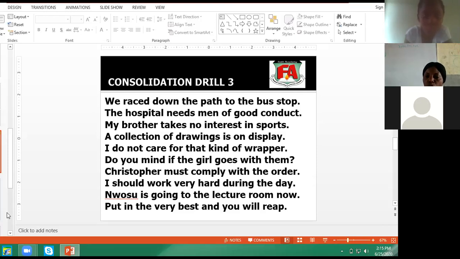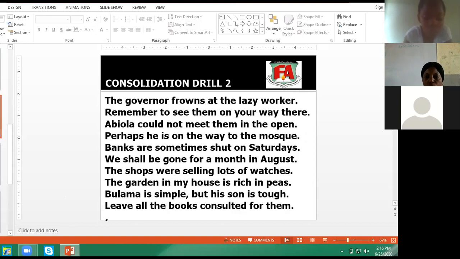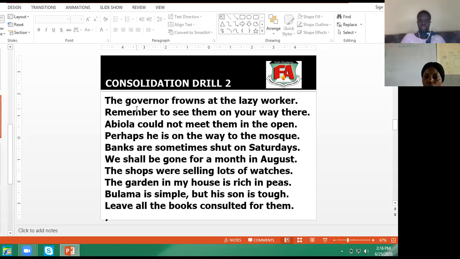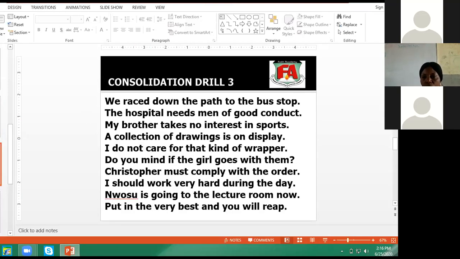So I think that is all. I don't want to bore you with so many things to do. So I've given you three now. This is the first one, the alphabetical sentence drill. You have to type this on your keyboard. Get familiar with where all those alphabets are on your keyboard. When you are done with that, you go to consolidation drill 2. You practice it on your own. The same thing applies to consolidation drill 3.